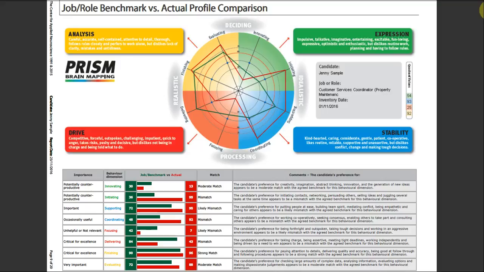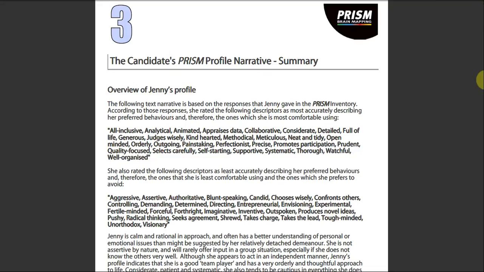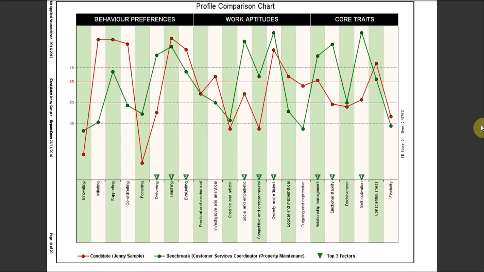Having looked at the Prism map, the colours and the dimensions, let's move on to the other sections. Section 3 contains a text narrative for the candidate. This can be particularly useful if your candidate requires feedback as part of the process. Please note, the text summary is based solely on the candidate's underlying line and deliberately excludes any reference to the benchmark.